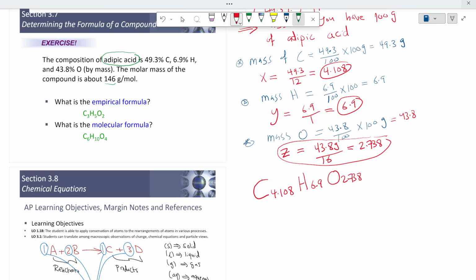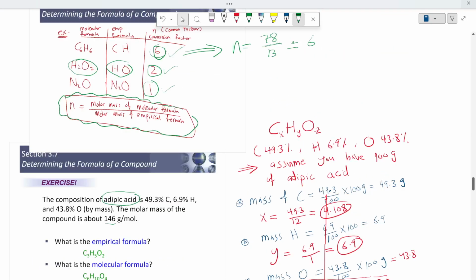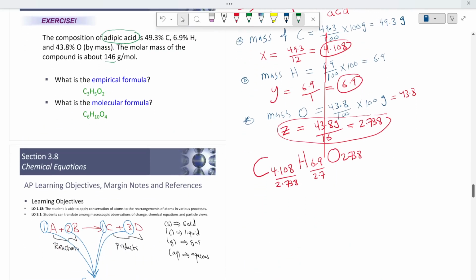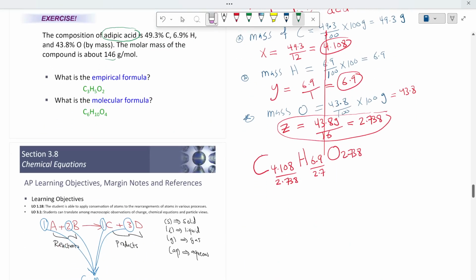Simply, you can divide over the smallest number among these three numbers. The smallest number is 2.738. So divide this over 2.738, and the last one over 2.738.